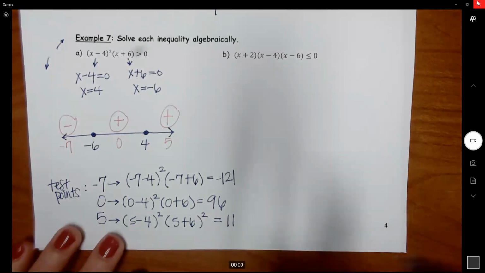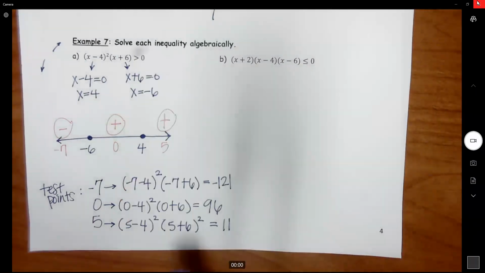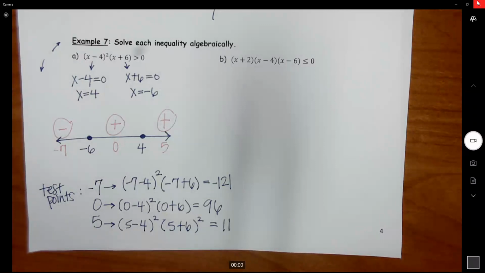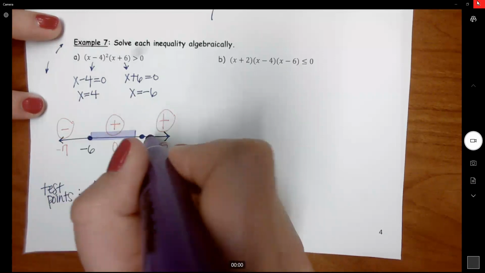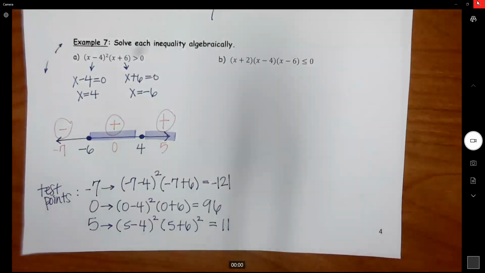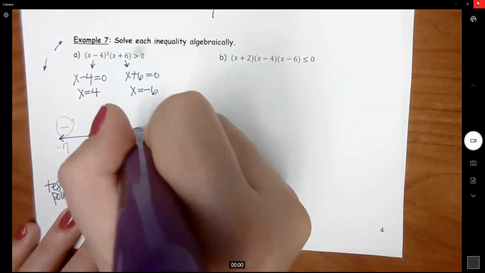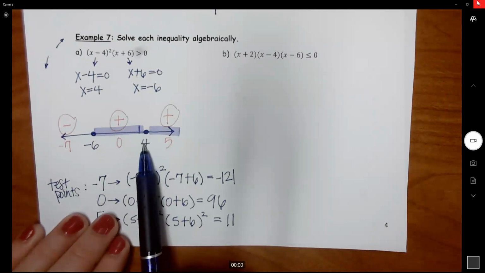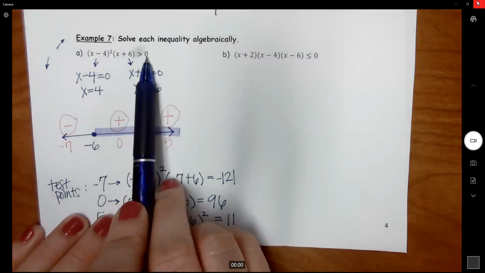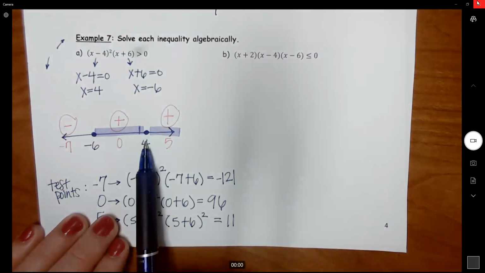Okay, so I want to know when this is greater than 0. And it is greater than 0 when it is positive. Now, I kind of wrote a bad question here. Notice that I did not highlight this 4. If I'm wanting to know when it is greater than 0, it equals 0 right here at 4.